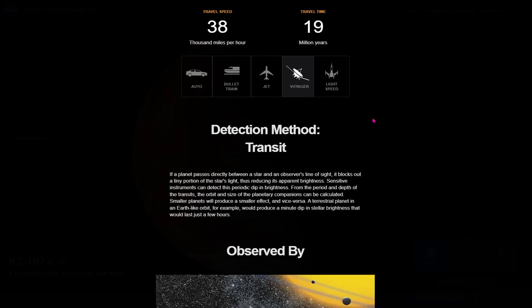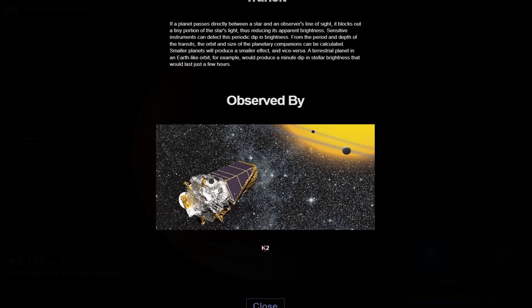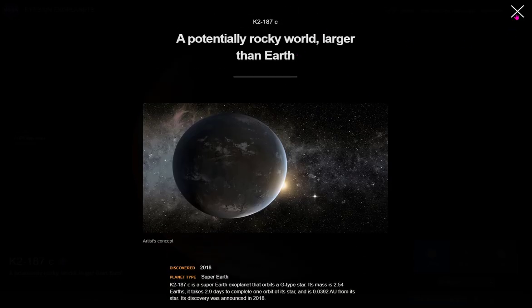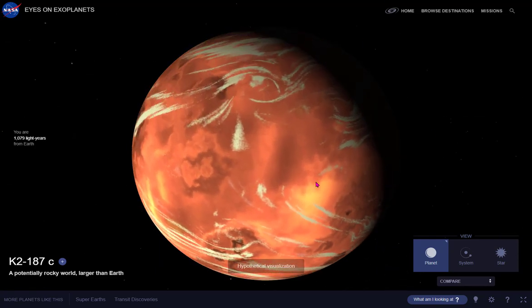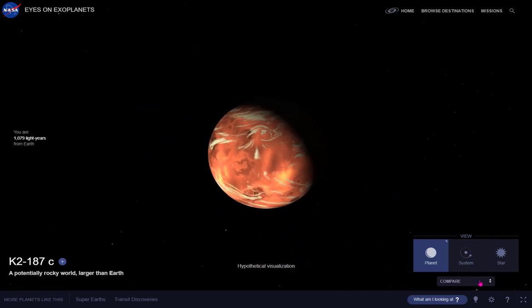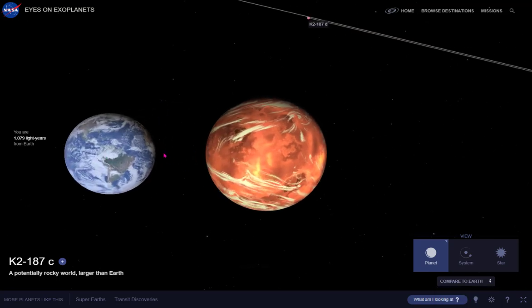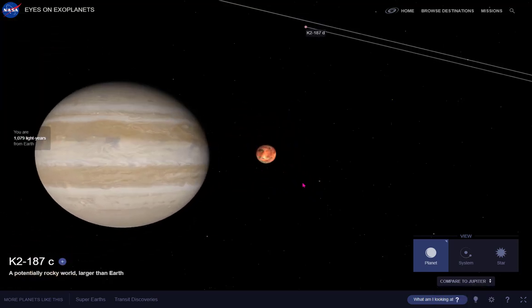Then if you scroll down, you can find more information about how it was discovered. This is using the transit method, and it was observed by K2, which is the continuing mission of Kepler. So this is where you can get a lot of information about the planet. Something interesting when you come back to this view here is that you can say compare to Earth. And then you can see them side by side. So that gives you an idea of how big it is. You could also compare to Jupiter. So it's much closer to Earth.